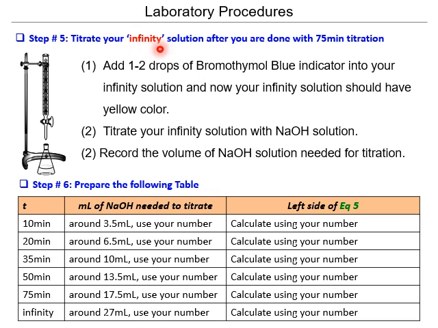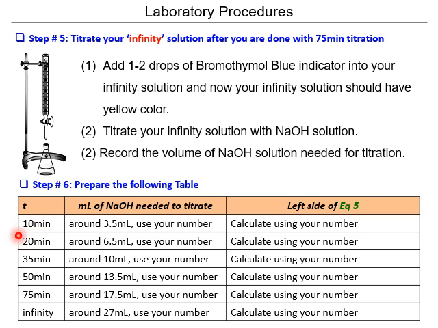Next up, you titrate your infinity solution to get that value. Remember, from your formula, you need that value that you calculate from the volume of sodium hydroxide. To that infinity solution, before you do anything to it, you add bromothymol blue, 1 or 2 drops. And now your infinity solution, since it's acidic, should have a yellow color, and then you titrate it until it approaches a color change. You titrate it, and you record the volume of sodium hydroxide you needed.